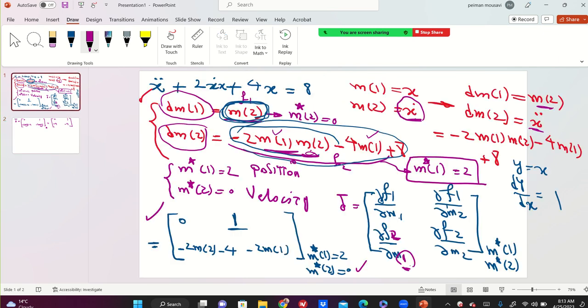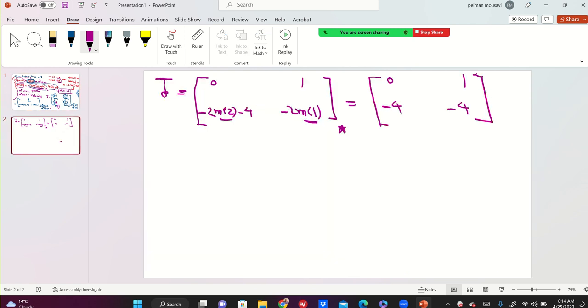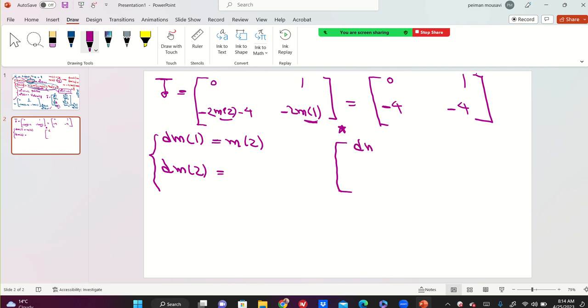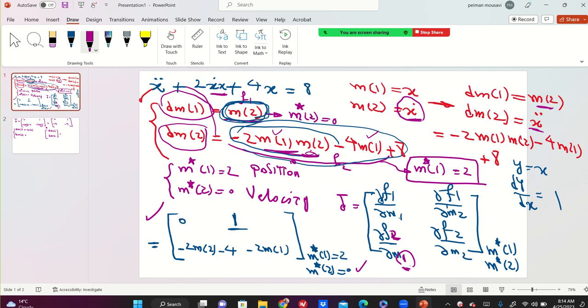So this is a nonlinear differential equation, x dot, a nonlinear state space representation. Now after linearization, you can say dm1 is m2 again, and dm2. Okay, now look at here, guys. On the other hand, we can write in the matrix form: dm1 is dm2, on the left-hand side.